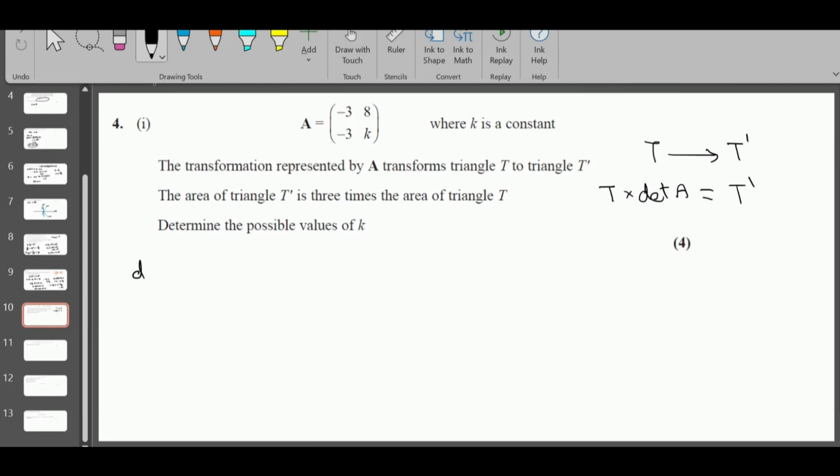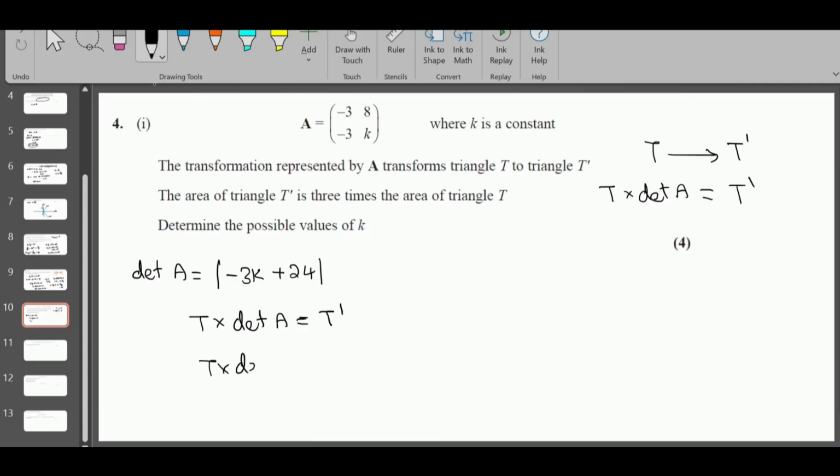So we need to find the determinant value of A, which is gonna be, when you multiply this, you will get minus 3k minus, when you multiply this, you will get minus 24, so plus 24. But we don't know whether k is positive or negative, and we don't even know the value of k. But the determinant value, when we take the area scale factor, we take it as positive. So you need to put a modulus sign here. Now T times the determinant value of A is equal to T dash.